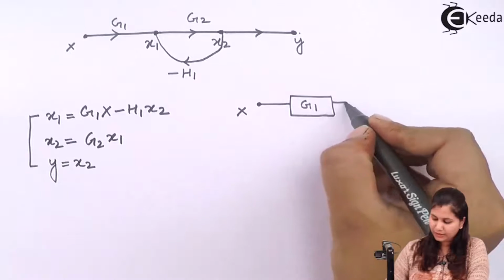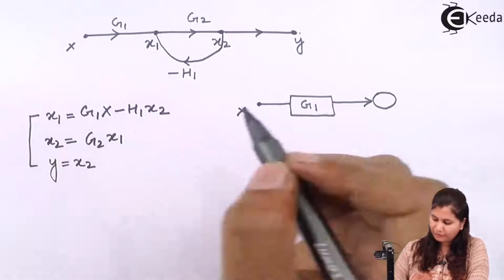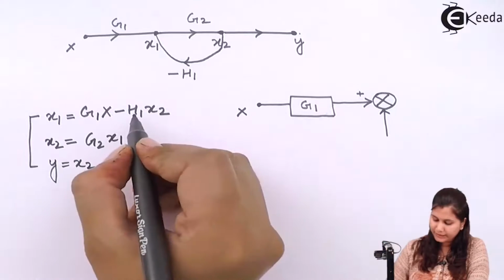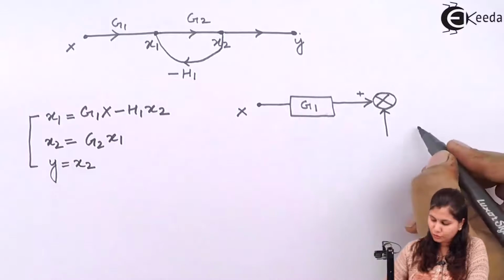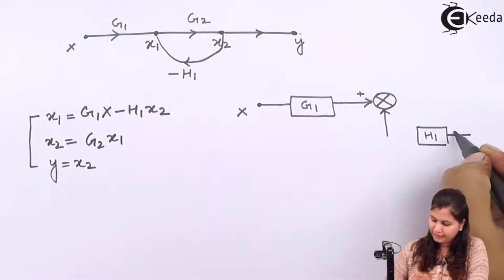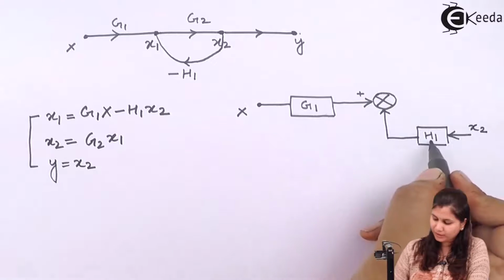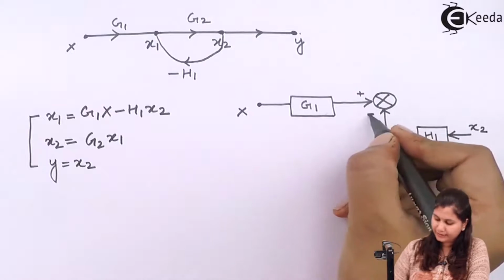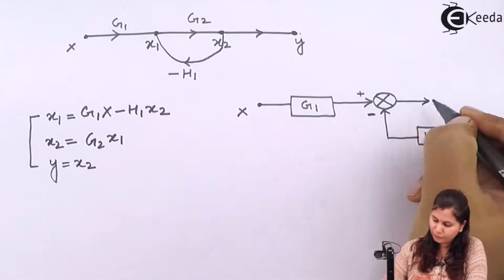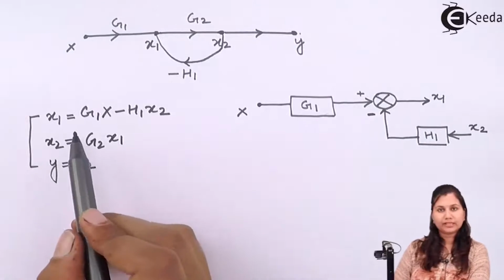So we have to use a summing point here for the summation of signals. g1x has a positive sign, so we put positive here. This h1 is multiplied with x2, so we will have one block for this transmittance h1, and x2 is multiplied with it. These 2 signals are being summed up, and this signal has the minus sign, and the output of the summing point is equal to x1. So this is the block diagram for the first equation.